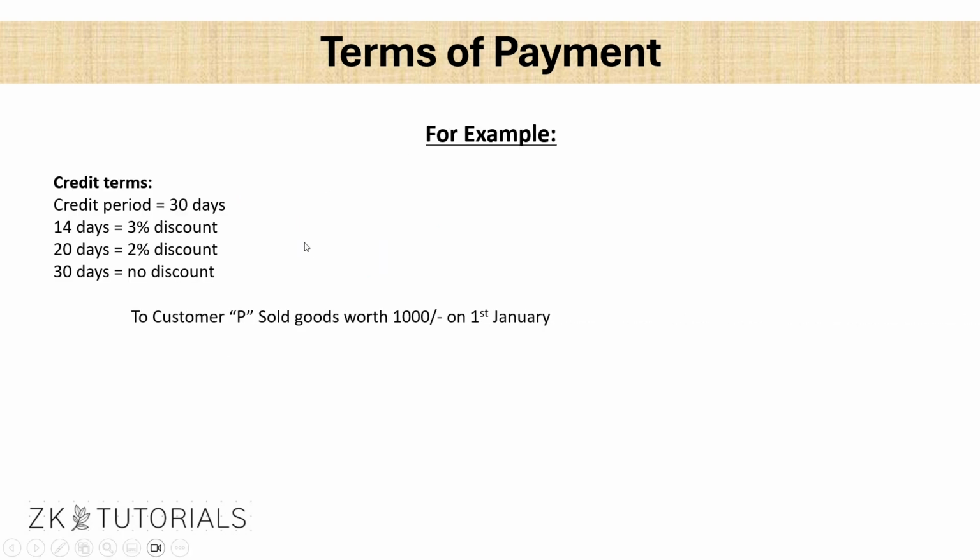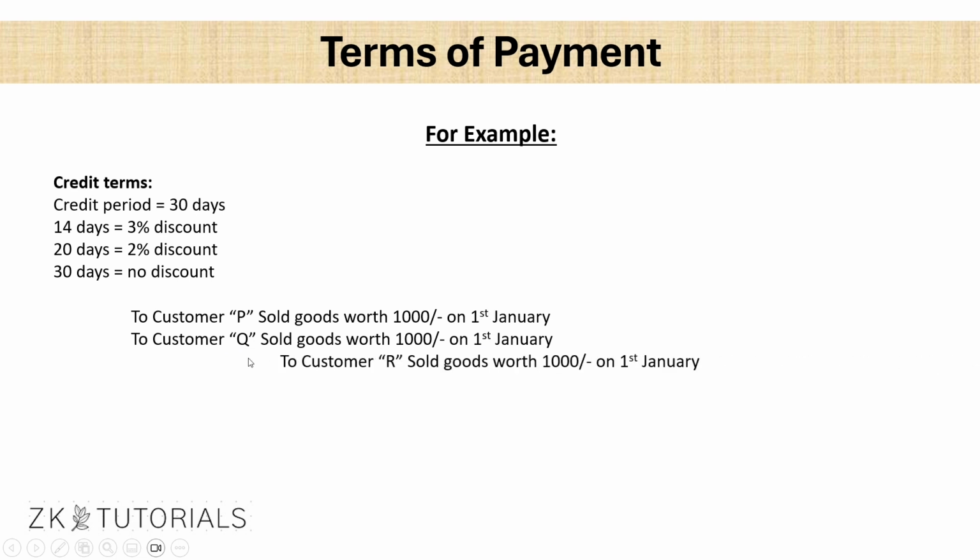And the next is, suppose to customer P, the customer name is P, we have sold goods worth 1000 on 1st January. And to customer Q also, the customer name is Q, we have sold goods worth 1000 on 1st January. Even to customer Q, we have sold for the same amount and on the same day. And for customer R also, we have sold goods worth 1000 on 1st January. For 3 customers PQR, we have sold goods worth 1000 for each customer on 1st January.